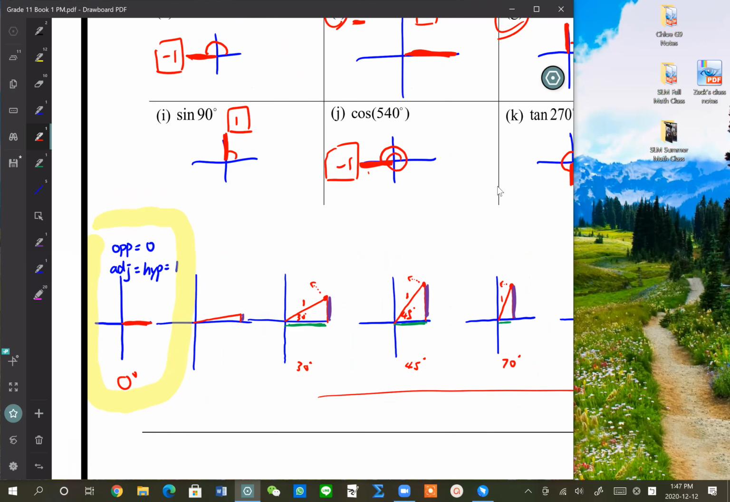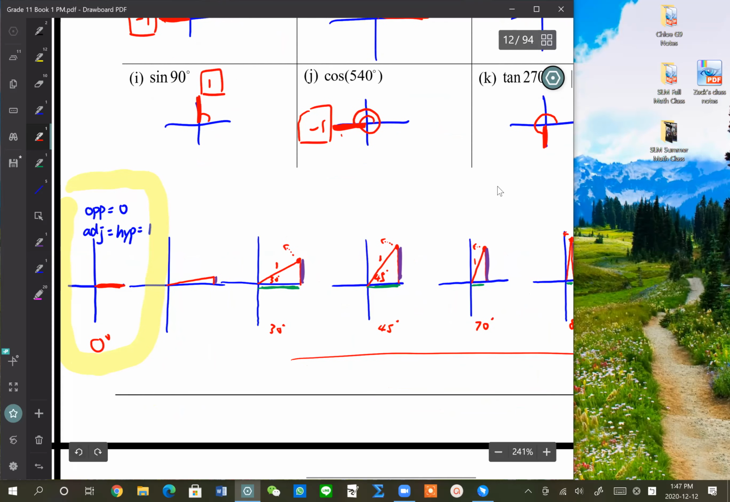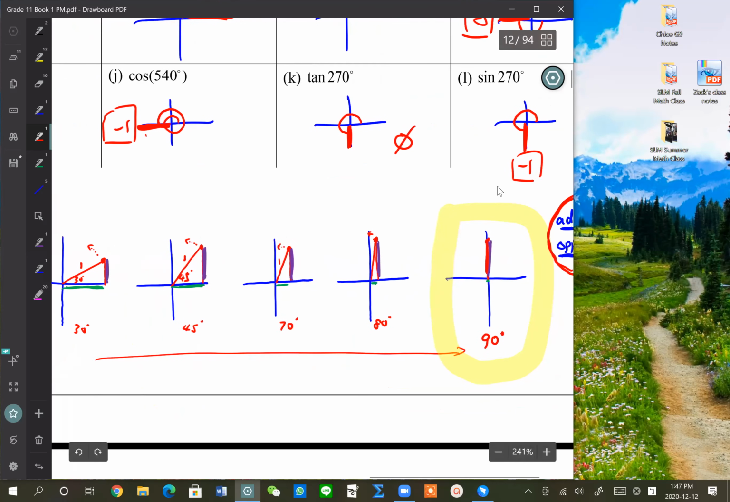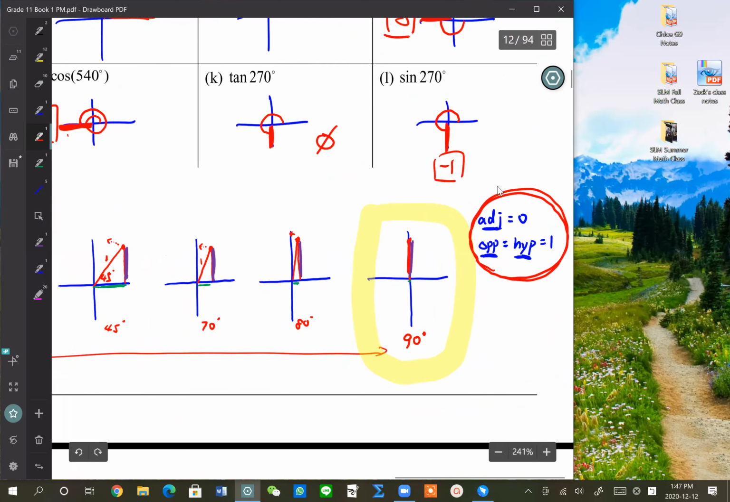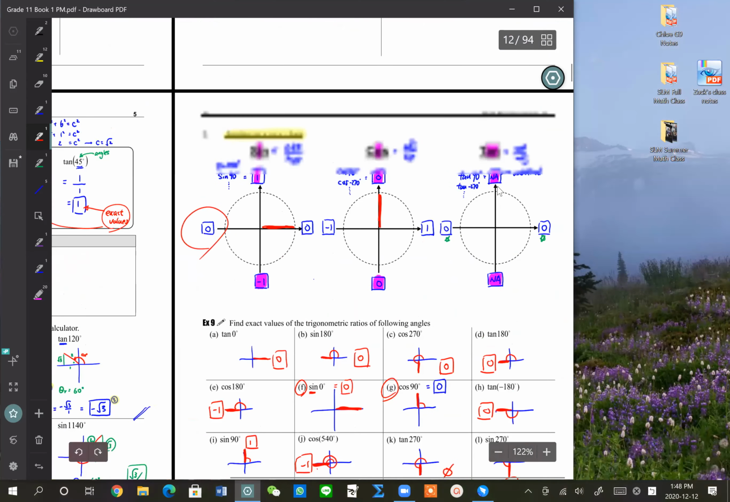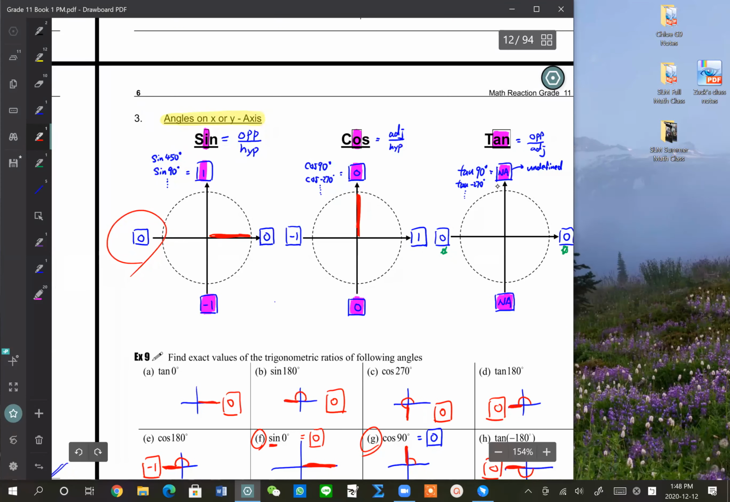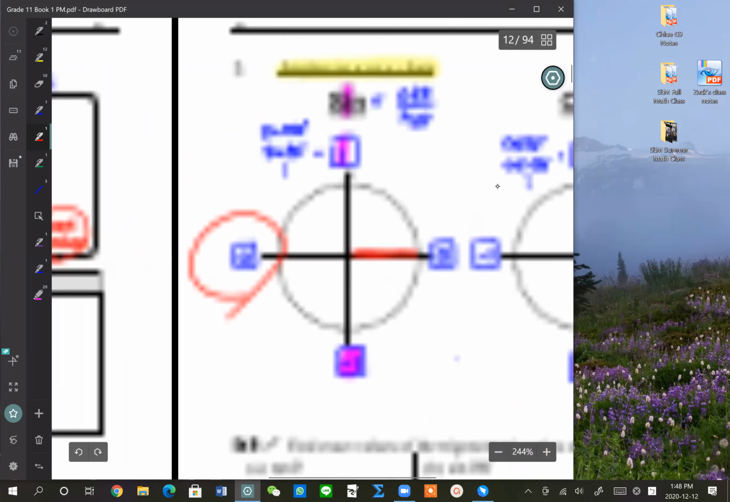Look at the green side. Green side is the adjacent. As the angle gets bigger and bigger, when it reaches 90°, the adjacent disappears. Adjacent gets shorter and shorter. So using that idea, we figure out the ratios at different angles. I also help you memorize it using the letters. Sine has an I, and I looks like a number 1. So in the middle is 1 and -1.